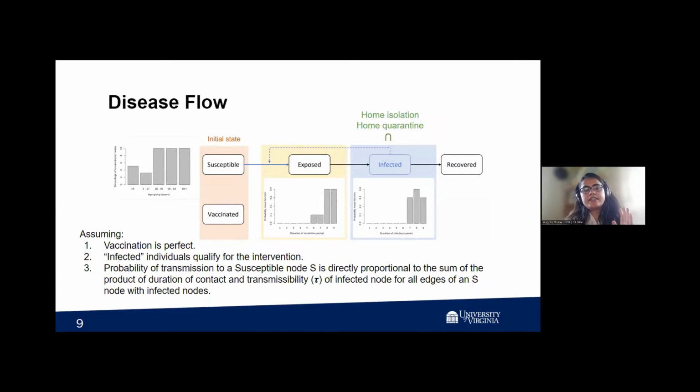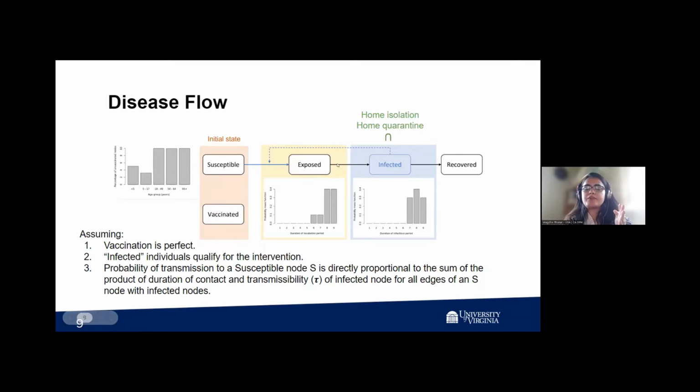Now, in the disease flow, at initialization each node, based on age and vaccination status, will start as a susceptible or a vaccinated individual. We're assuming vaccination is perfect, so there's no propagation of disease into the vaccinated class.